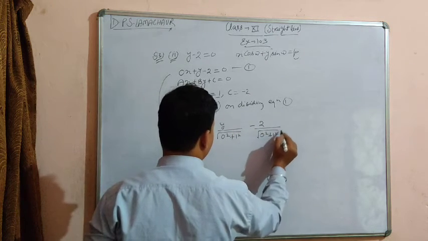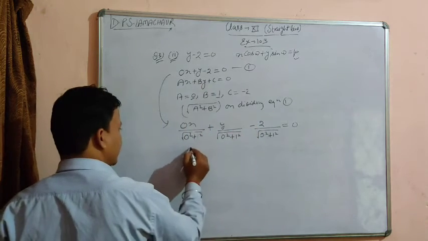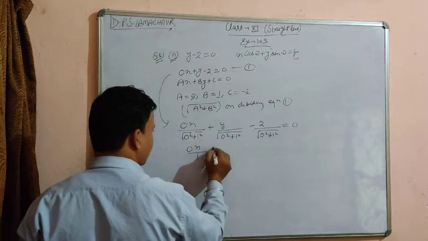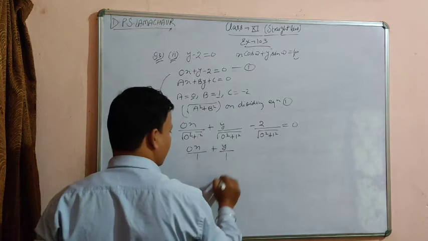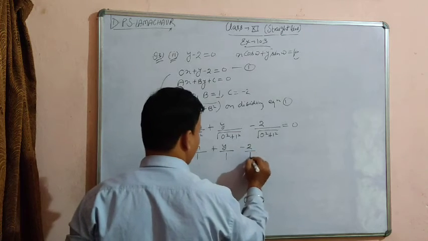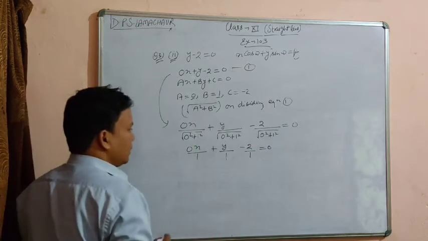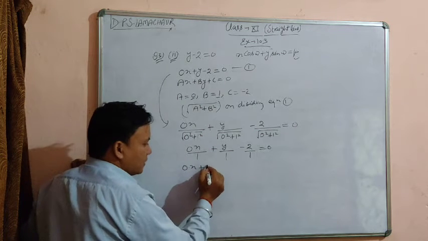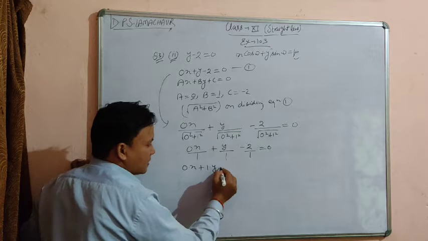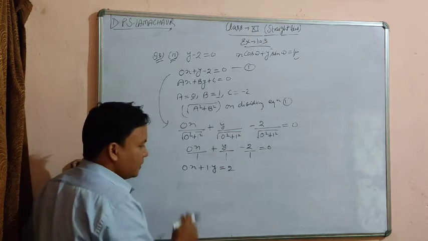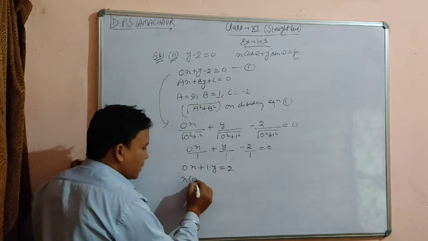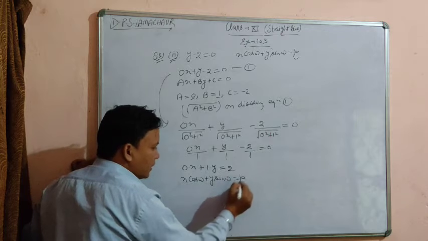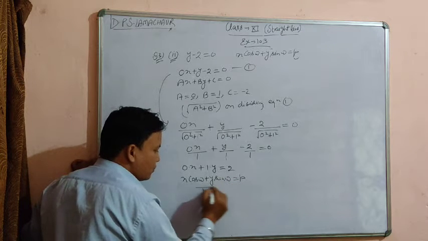0 square plus 1 square is equal to 0. So here we get 0x upon 1 actually, sorry, plus y upon 1 minus 2 upon 1 is equal to 0. Okay, so this becomes 0 into x, plus 1 into y, and this is 2. So on comparing it with x cos omega plus y sin omega equal to p, we get the perpendicular distance p is 2 unit.